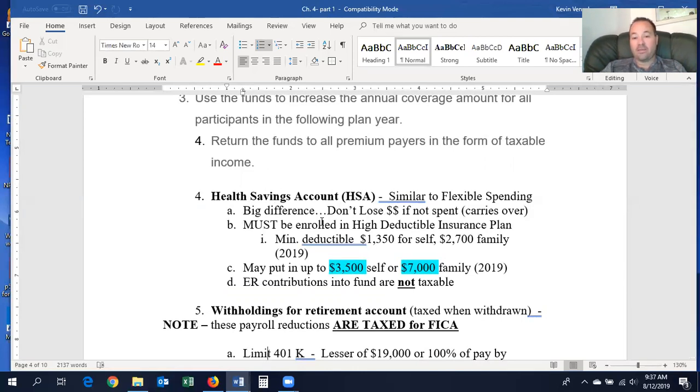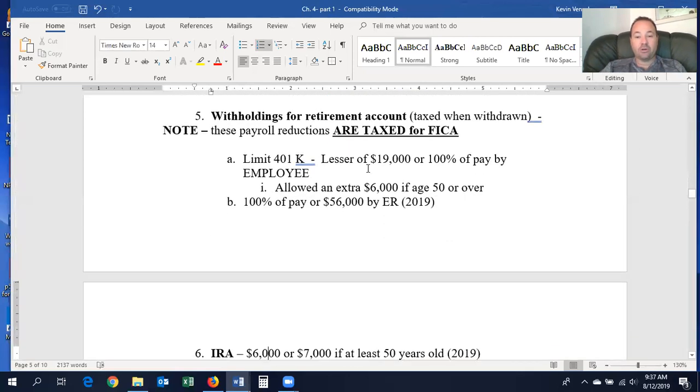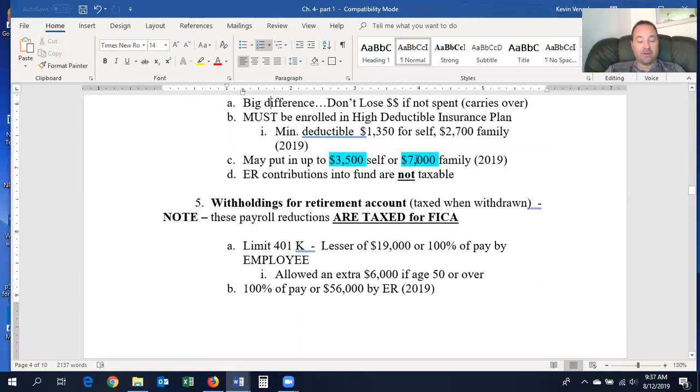It doesn't grow a whole lot, the interest, but at least a little, and the big part is you don't lose it. So if in the following year you have a pretty big medical expense, you'll have extra money set aside that maybe you didn't use in the previous years. Then I note here how much you're allowed to put away each year, up to $7,000 if you're on a family plan.